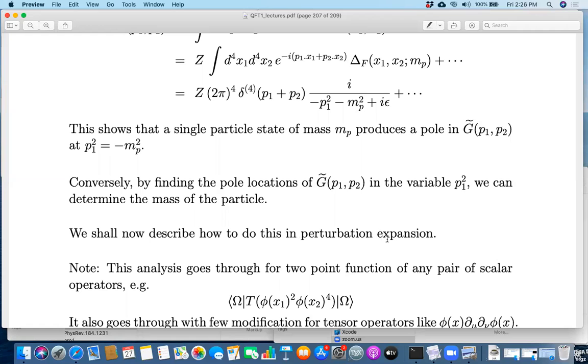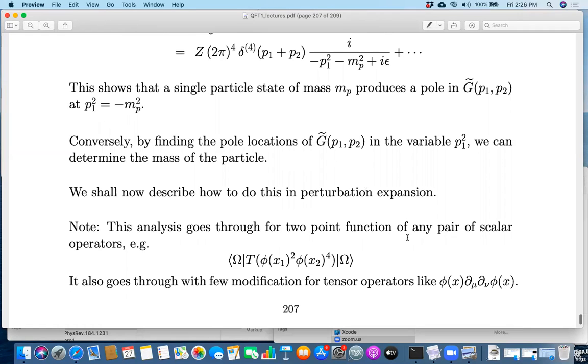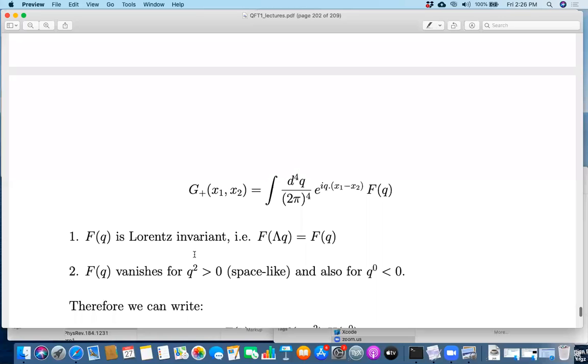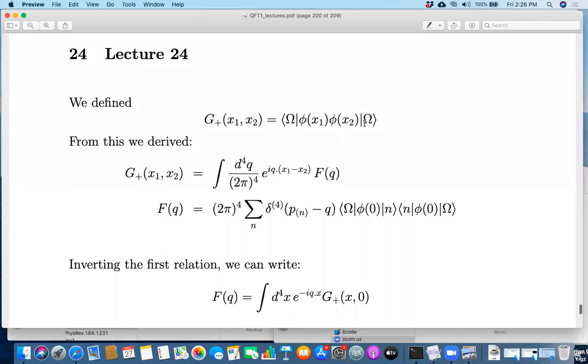But before I go on to do that, let me just mention that this analysis that you have done actually goes through for the 2-point function of any pair of scalar operators. The point is that I started by saying that we will analyze the 2-point function of phi x1, phi x2. But suppose instead of phi, I had some operator O1 x1, O2 x2. O1 and O2 are some scalar operators. They could be phi square, phi cube, box phi, or box phi whole square, anything.